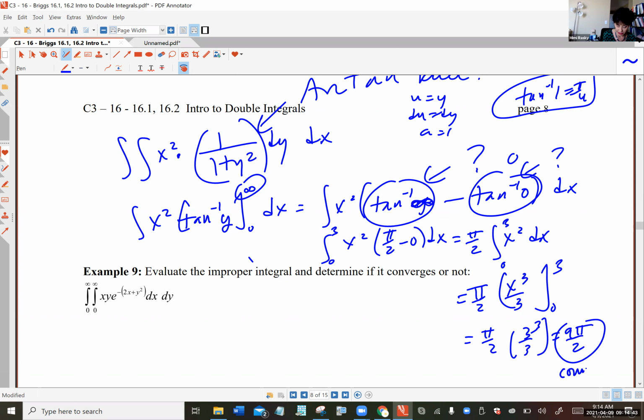So what can we say about that improper integral? It converges. Do they all converge? No. You might get an improper integral that blows up, goes to infinity.